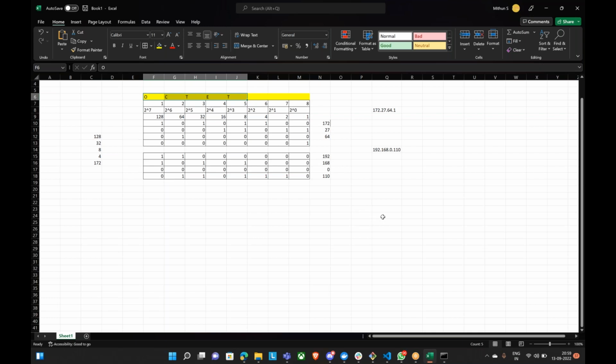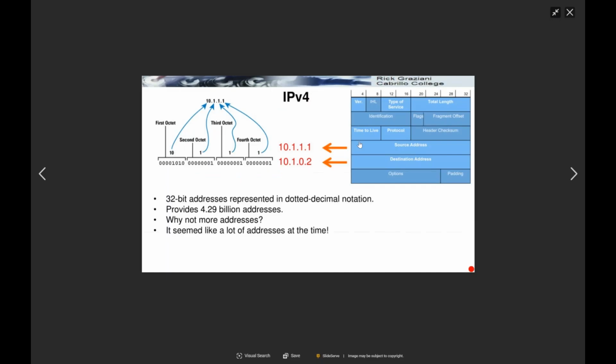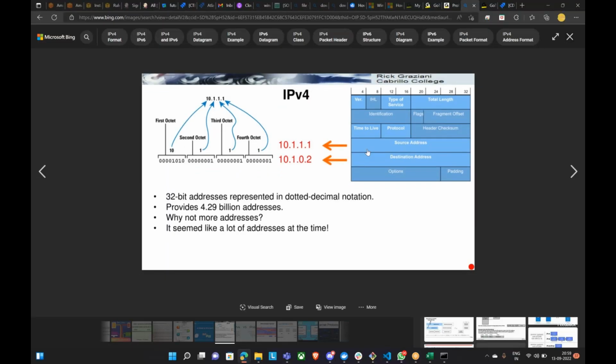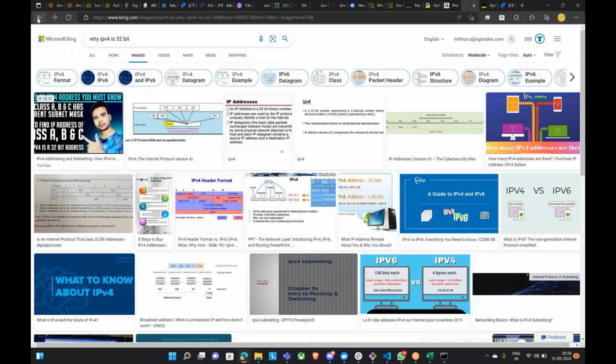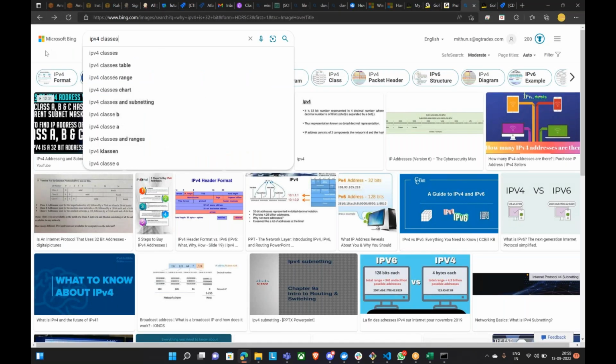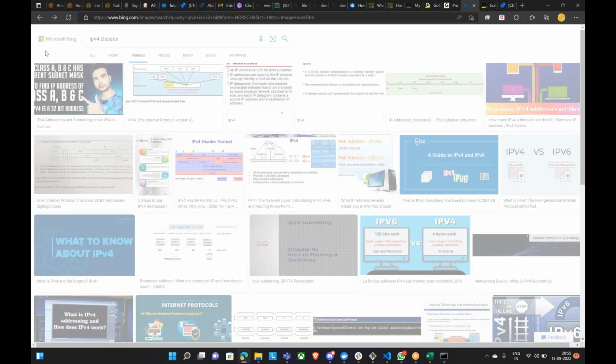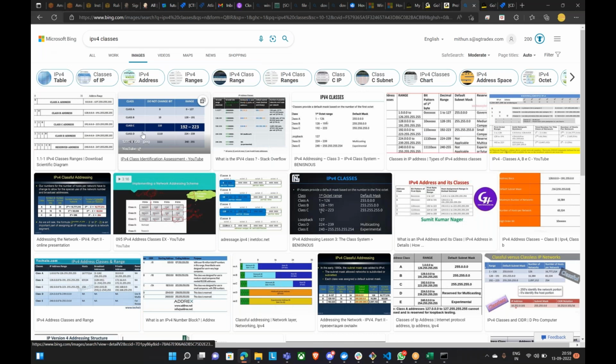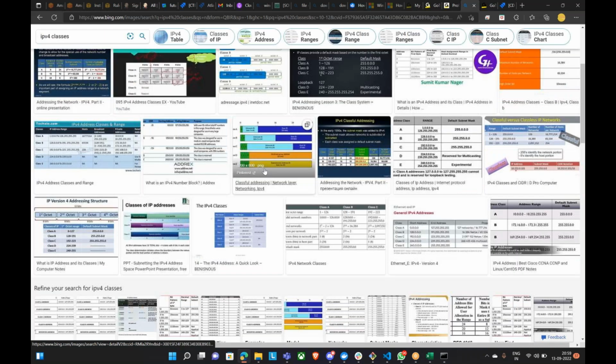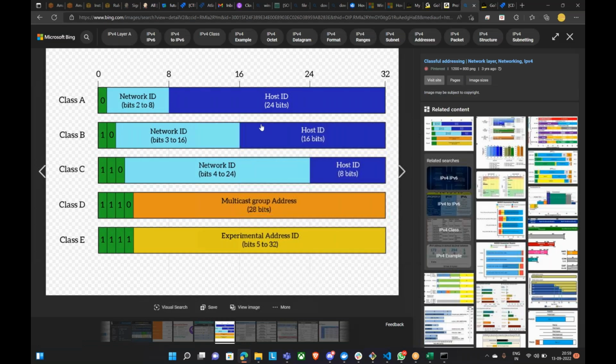So what are these classes? Okay, now let me show you. So this is the representation of the classes. Of course we will not use class D and E, you forget it. So we are going to focus only on class A, B and C. So what is class A, class B and class C? On what basis did they make this calculation?